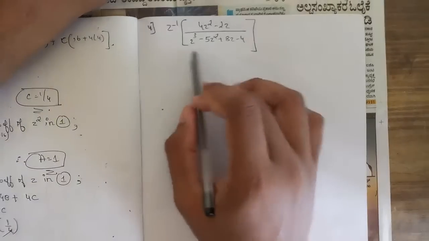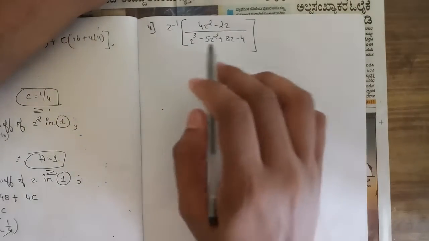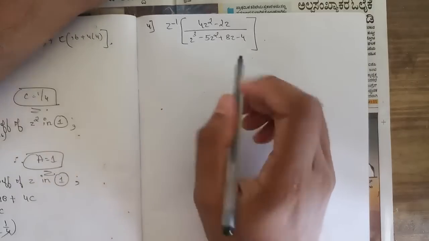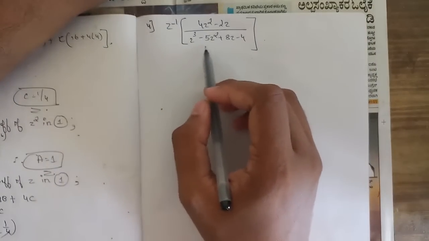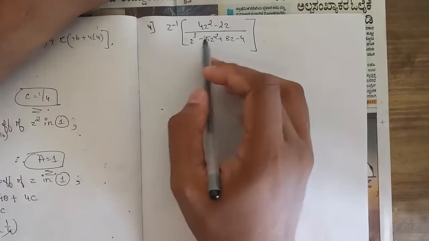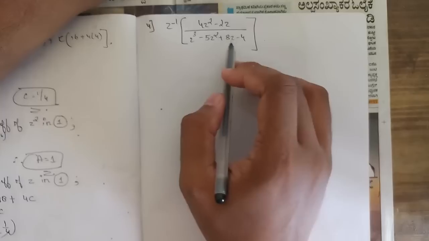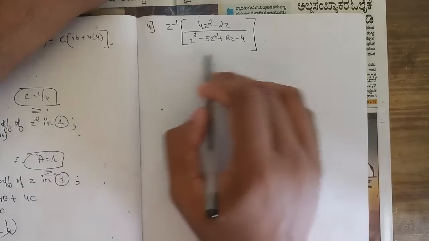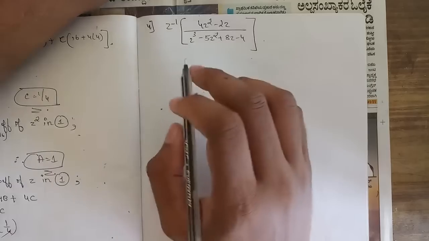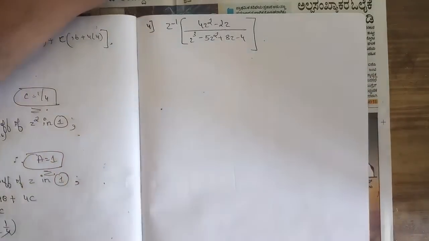Here in the denominator we can see that this is not in the form for partial fractions. A partial fractions question would look like (z minus 2) into (z minus 4), right? This is not in that form. This is in the form of z cube minus 5z square plus 8z minus 4. So here we need to use synthetic division in order to find the roots of this equation, so that we can write it in the form of partial fractions.